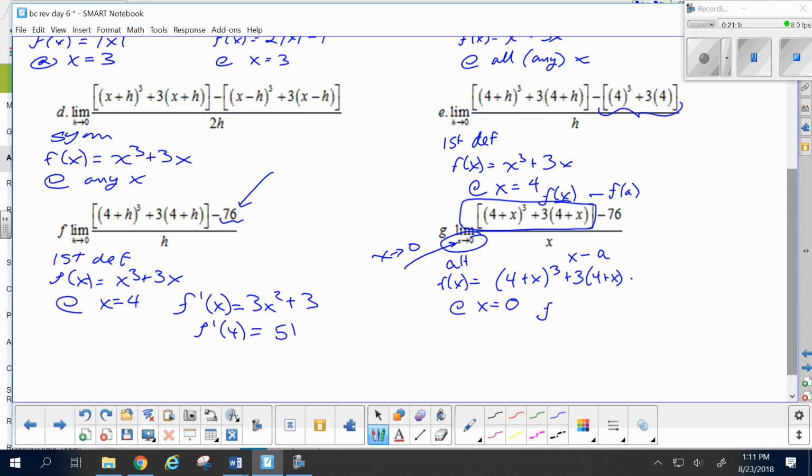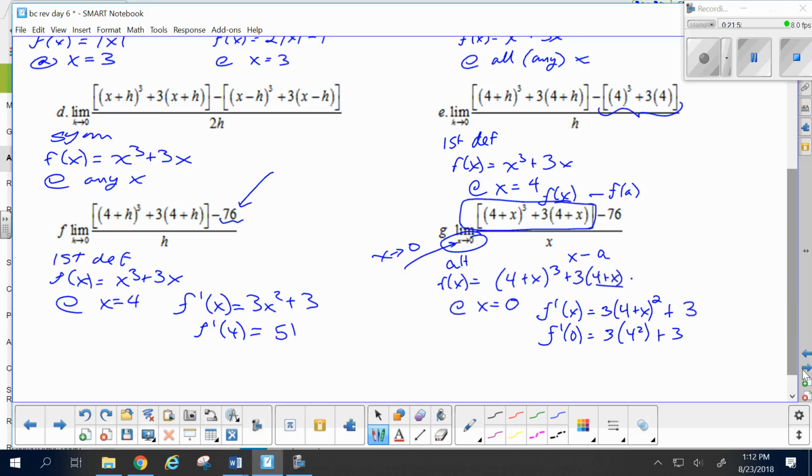What about this guy? A little bit of chain rule there. What's the derivative? Not too bad. What's the derivative of 4 plus x quantity to the third? 3 times 4 plus x to the second times the derivative of the inside, which is just 1, plus the derivative over here, which is 3 times the derivative of this, or 3. What about f prime then at 0? That's 3 times 4 squared plus 3. Is it the same? Okay, so that's just perspective, really.